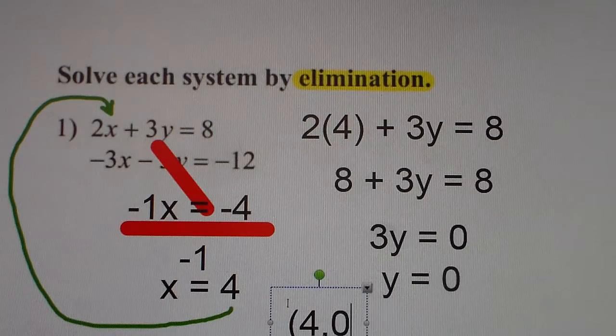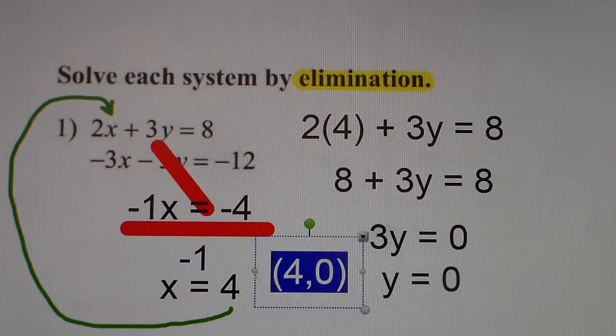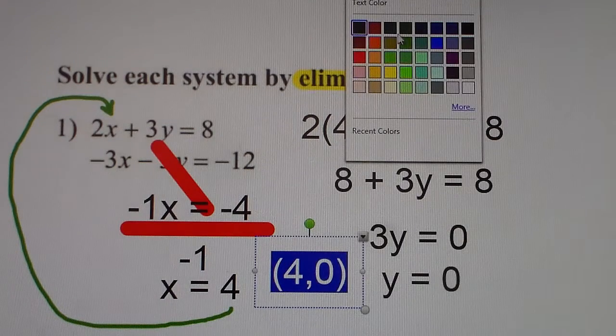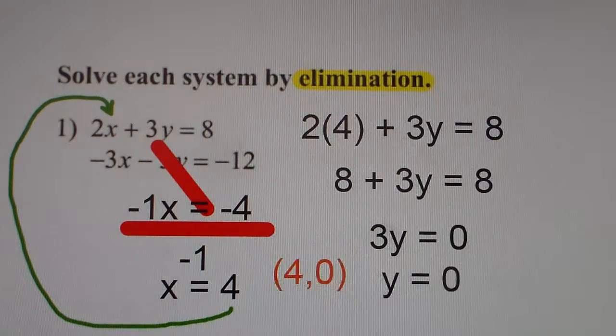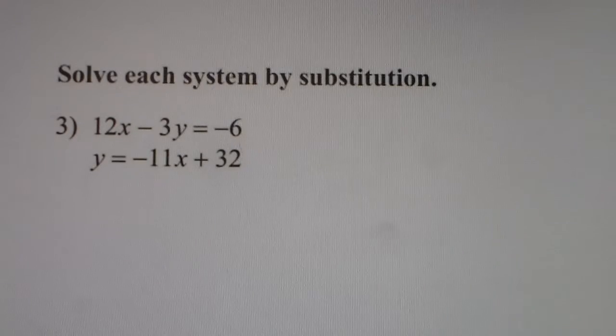So 4, comma 0. Because you take your x value and you put it in for x, and your y value goes in for y. So that makes you the coordinate. So that's how we solved it by elimination. So your job is to get problem number 2 done, and then we're going to do problem number 3 together.